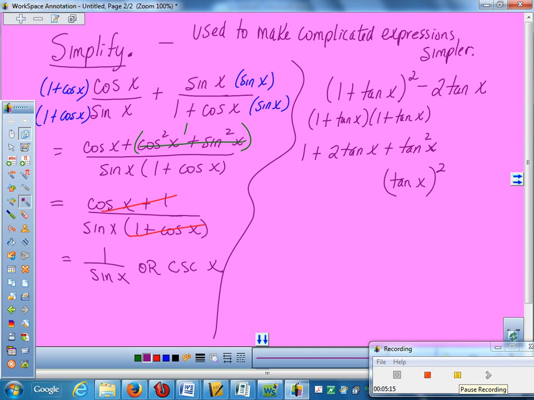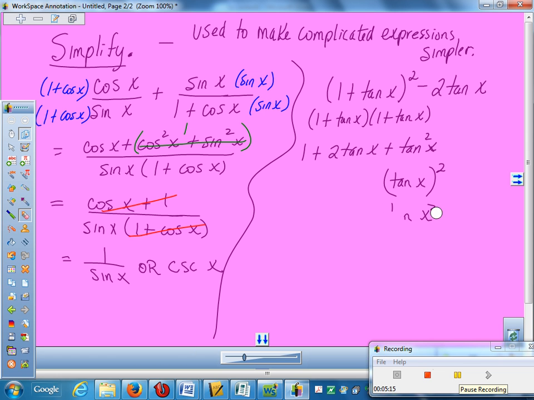This would be 1 times tangent plus 1 times tangent, which would make 2 tangents. Yes, it would, if you wrote it like this, but then you're squaring the x, you're not squaring the tangent. So yes, it matters. It has to be in the right place. That's a very good question.